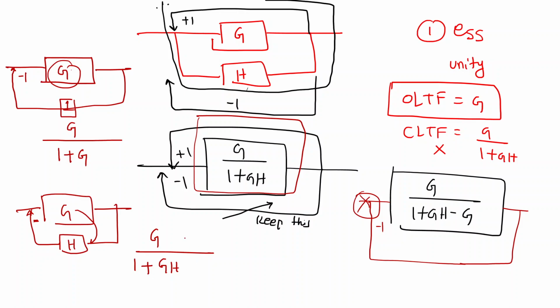Sir, the feedback is negative, so we connect the downside plus sign. Suppose feedback is positive, then we connect the downside minus. Like here I have done, sir. You can see G divided by 1 plus G, minus G, because G divided by 1 plus G is this transfer function. This transfer function is G divided by 1 plus GH.